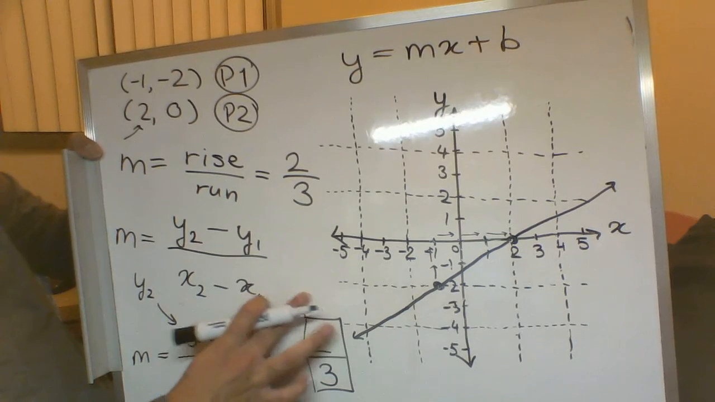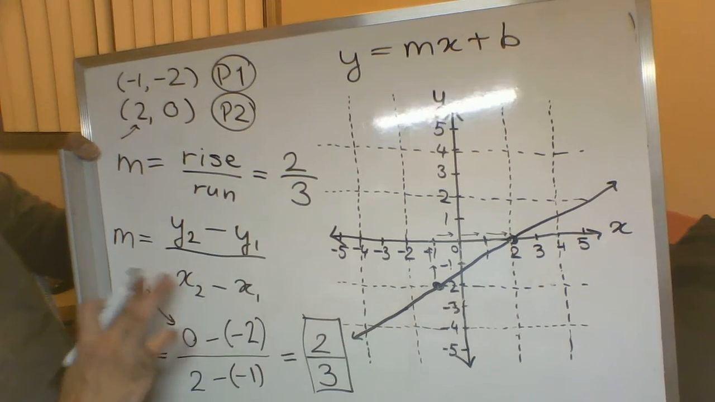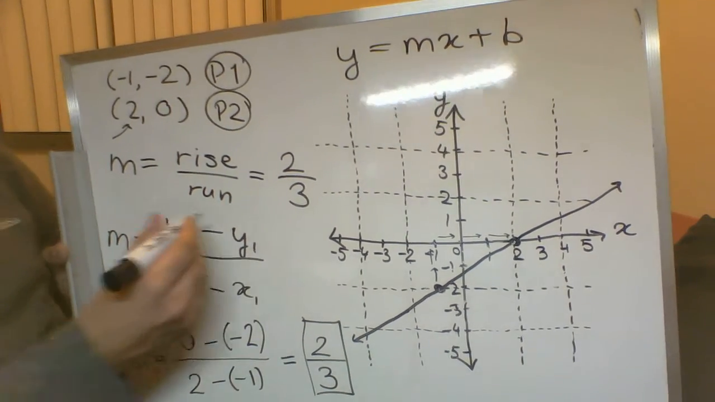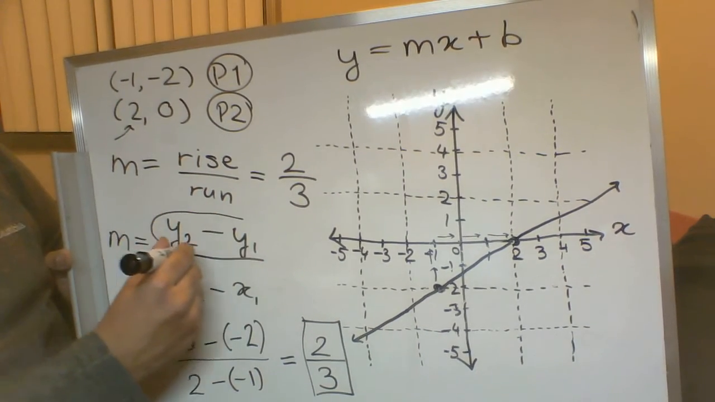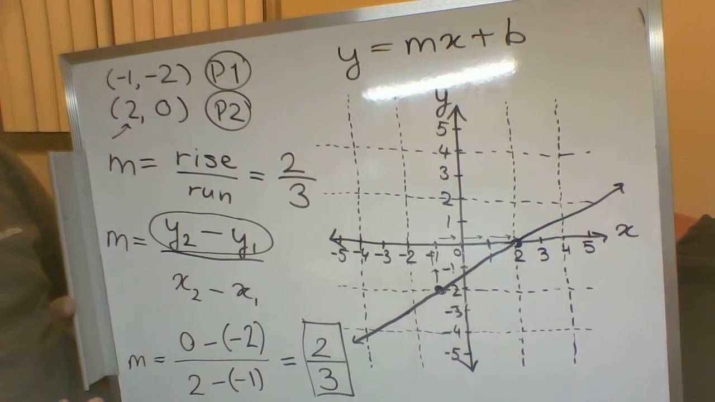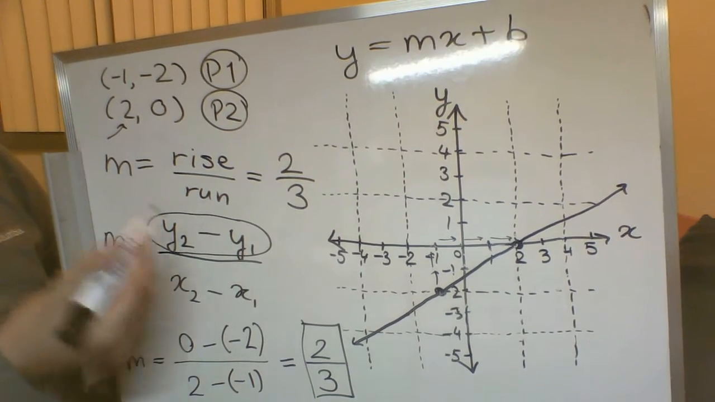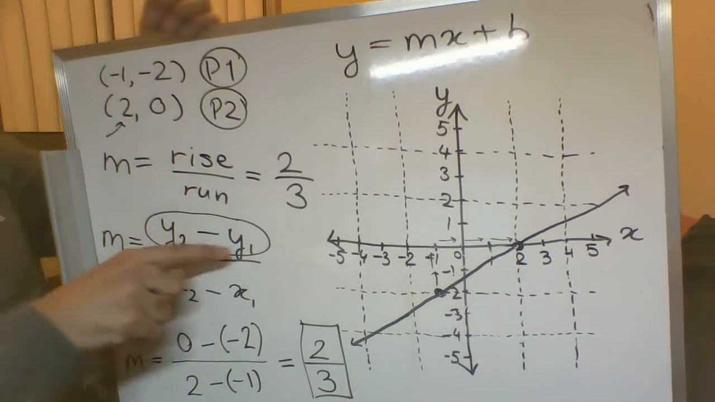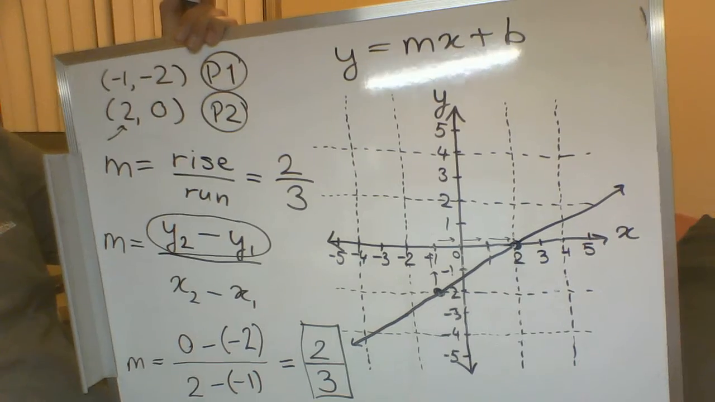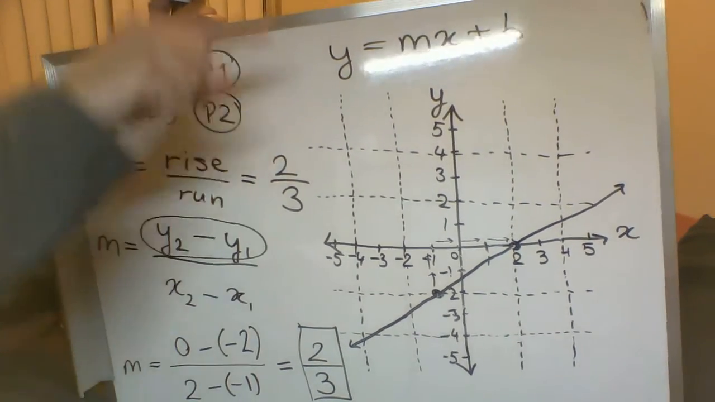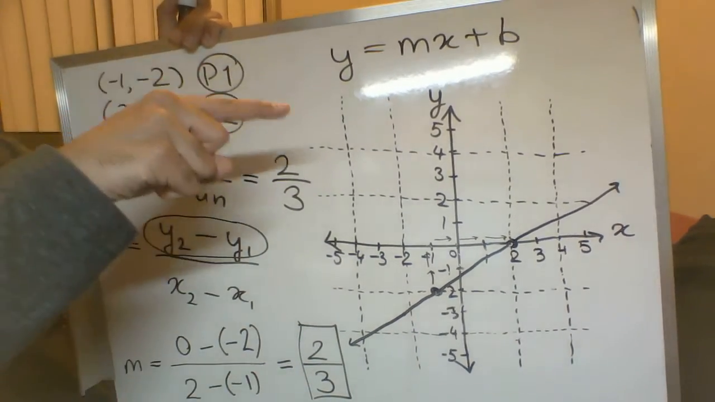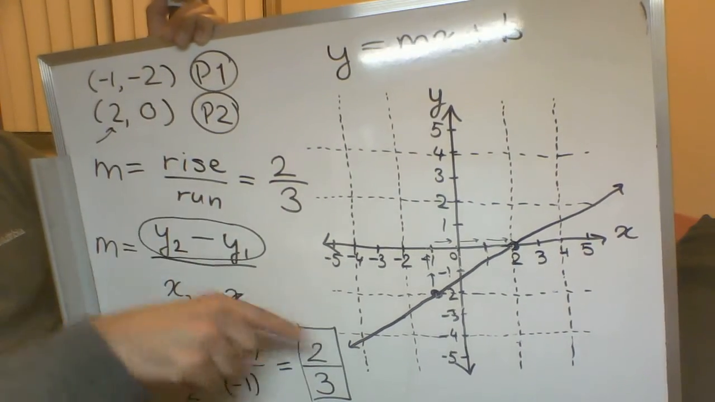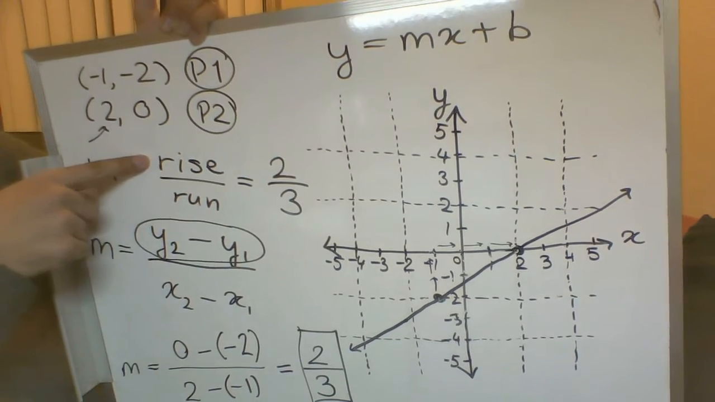Well, I'm going to erase some of this extra stuff just so that it doesn't get too busy. What we have here on the top, this numerator, is figuring out the difference. Remember, the answer to a subtraction question is the difference. So it's finding the difference between the two y values. Now the y values only tell you how high or how low you are on the graph. They don't have anything to do with left and right. If they're only talking about how high or how low something is, they're only talking about the rise, right?